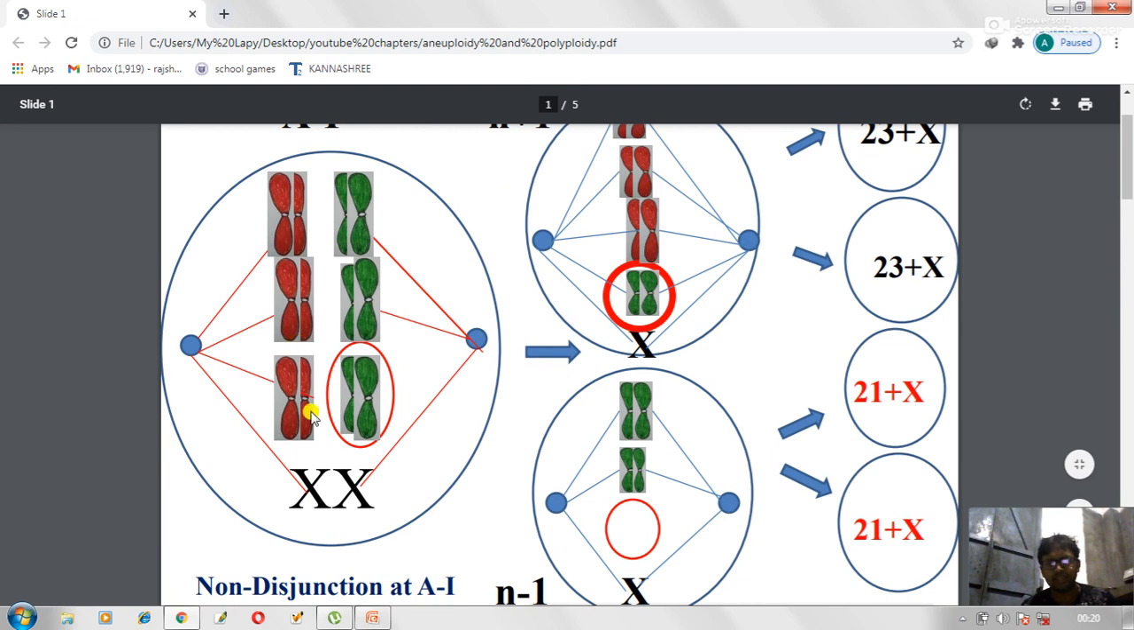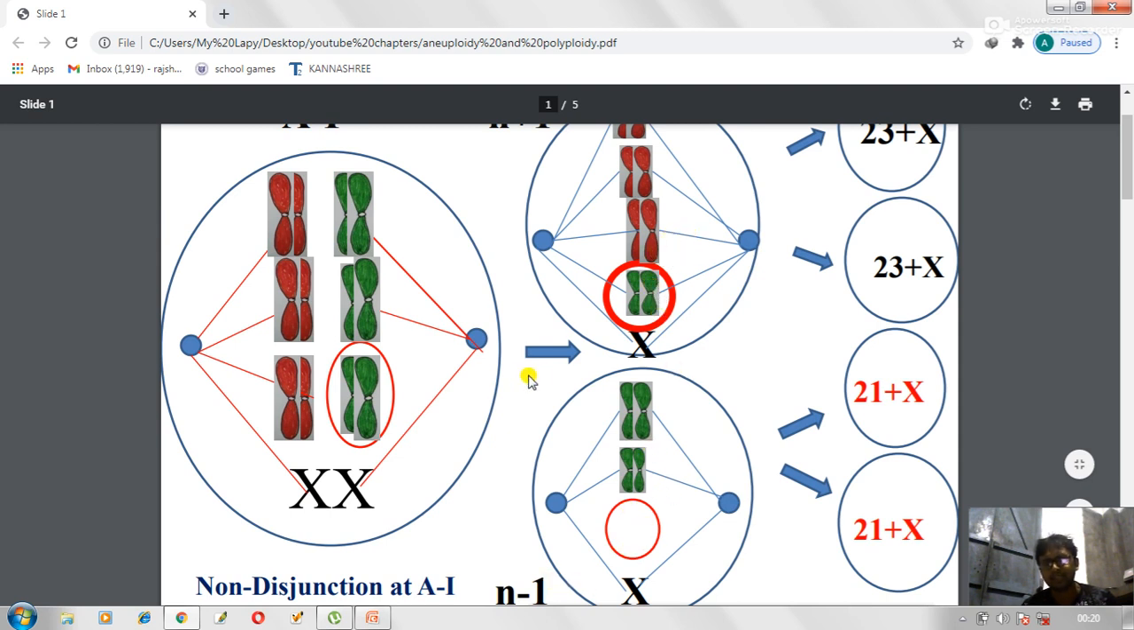As a result, from the single cell, two cells develop with unequal chromosome numbers. This one has 1, 2, 3 and an X chromosome. As this chromosome is not attached with any spindle fiber, it lags behind and remains on this side. As a result, this cell contains one extra chromosome with two chromatids. This cell should have 4 chromosomes, 1, 2, 3 and an X, but here one chromosome is absent. Here one chromosome is extra, and here one chromosome is absent.